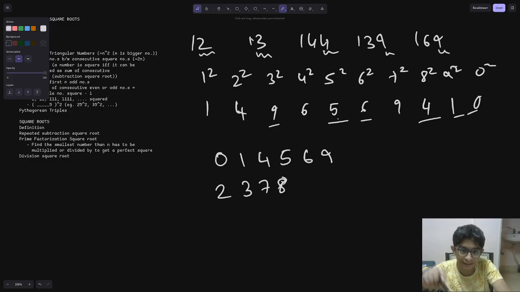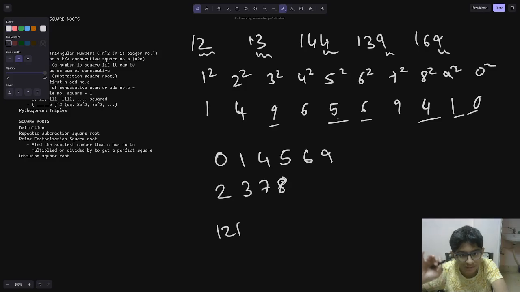But does it mean that all numbers that end in 0, 1, 4, 5, 6 or 9 are square numbers? No. If I take an example like 132, this is not going to be a square number because it ends in 2. And if I take a number ending in 1, let me take 111 for an example, this is not a square number. But if I take a different example like 121, this in fact is a square number.